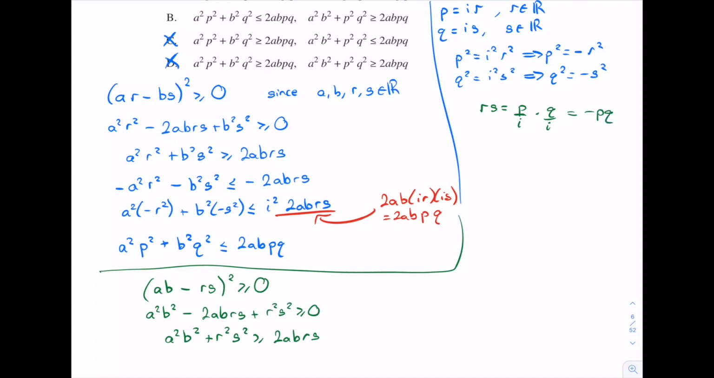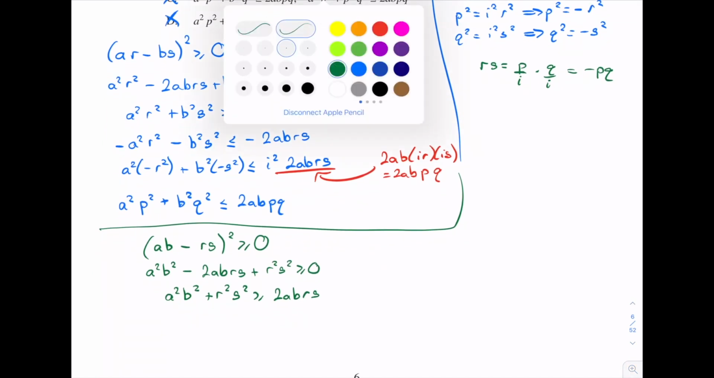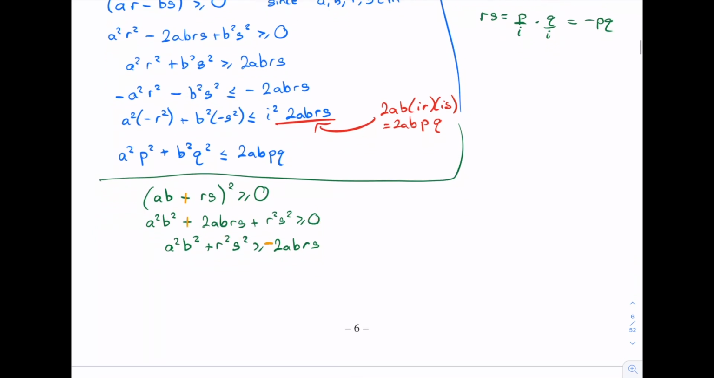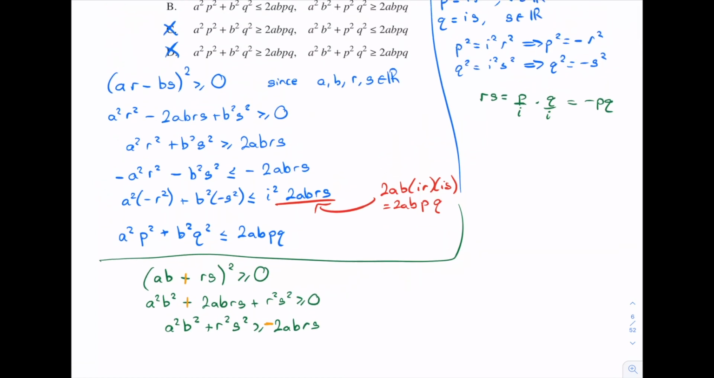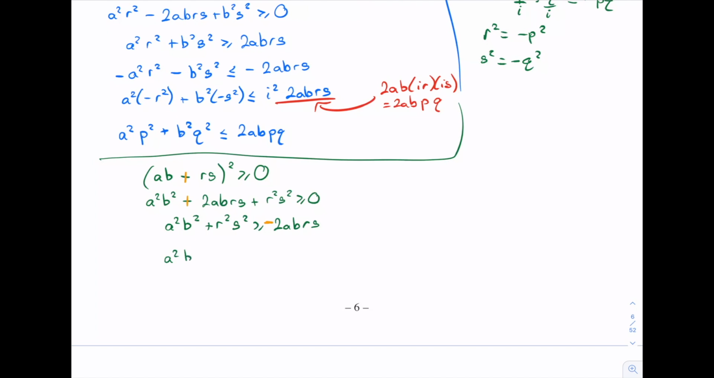So that doesn't look good, but I think we have a fix for this. Let's use an orange here, we can make this a positive. And then when we bring the positive over to this side, it actually becomes a negative. Yep, and that looks like it's going to work because now we can substitute in all our values for r squared and s squared, and our values for r times s. So r squared is negative p squared, s squared is negative q squared. If we put that in, I think we get our answer.